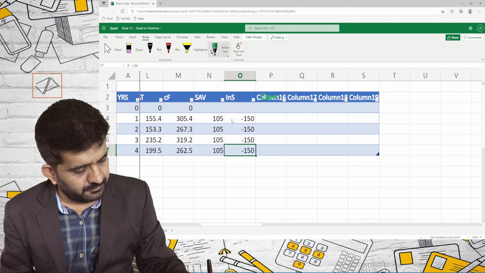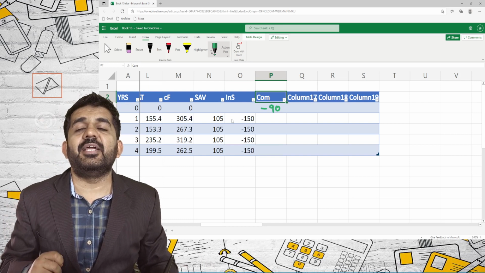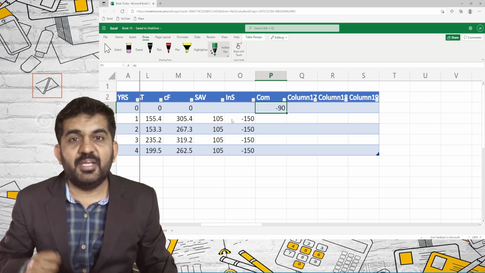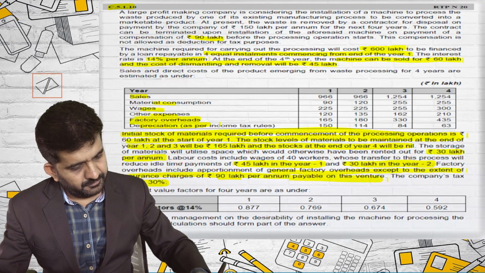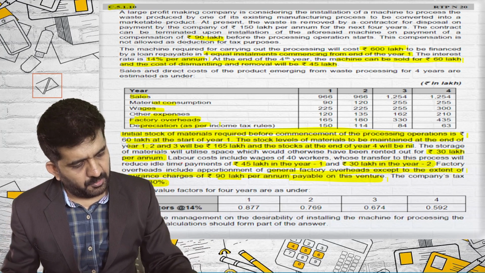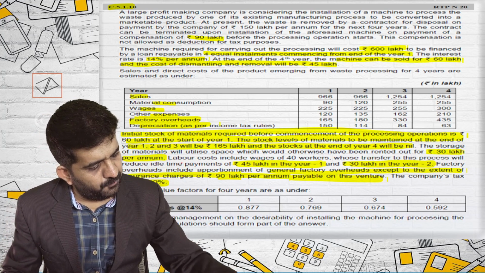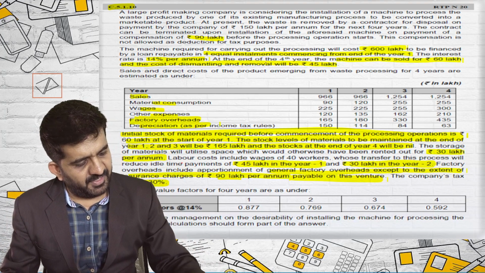Compensation, minus 90. And this I need to pay today. So if I need to pay today, I will have to write it down at the end of 0 year. Before processing, this compensation is not allowed as deduction. We have done even the 4 equal annual installments of 150. Interest we have considered while finding out profit.